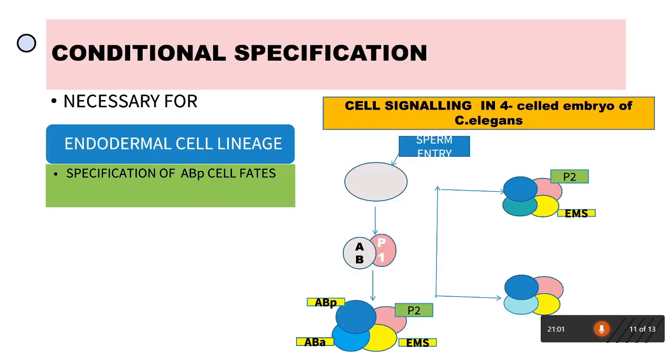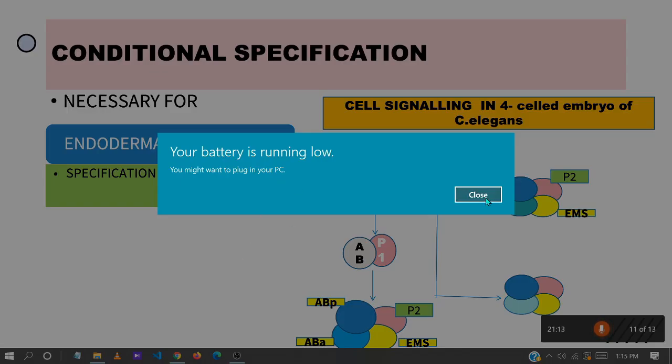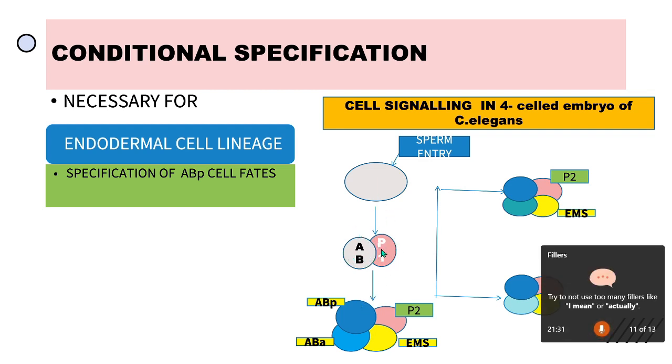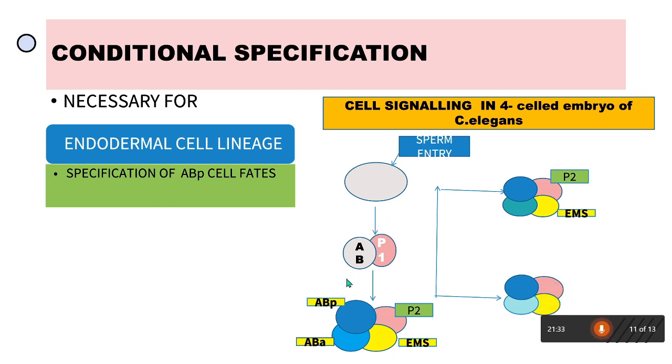Moving on to conditional specification. Why is it needed? It is necessary for endodermal cell lineage and specification of ABP cell fates. Look into the cell signaling in the four-celled embryo of C. elegans. Upon sperm entry, the zygote forms, then cleavage. AB and P1 are the result of the first cleavage of the zygote. Then AB is cleaved into ABP and ABA, and P1 is cleaved into P2 and EMS.